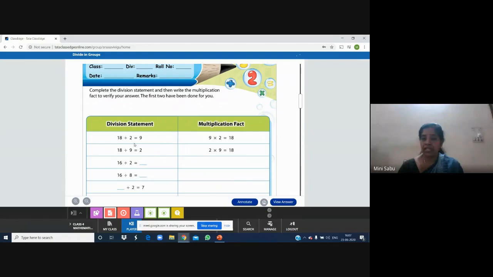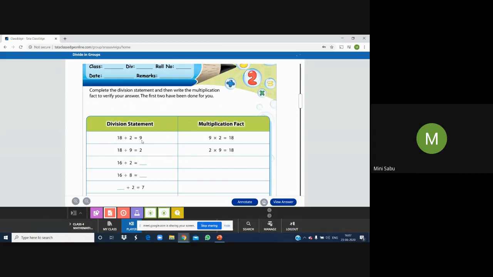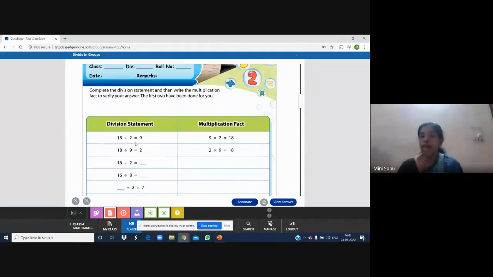With the help of the multiplication table. For that, this number 2, you have to say the multiplication table of 2 till you get 18. You know, 2 5s are 10, 2 6s are 12, 2 7s are 14, 2 8s are 16, and 2 9s are 18. That is 9. That means each child will get 9 bananas. And this is called a division statement or division fact. And every division fact has a corresponding multiplication fact.